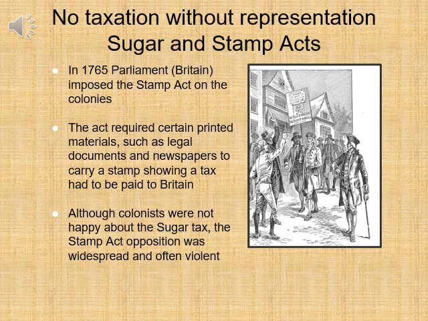A year later, in 1765, Parliament in Britain imposed the Stamp Act on the colonies. Now, this act required certain printed materials, such as legal documents and newspapers, to carry a stamp showing a tax had to be paid to Britain for the right to have that paper. Although colonists were not happy about the sugar tax, it was the Stamp Act tax and the opposition that was so widespread and often violent.